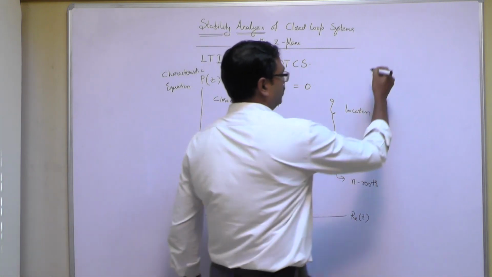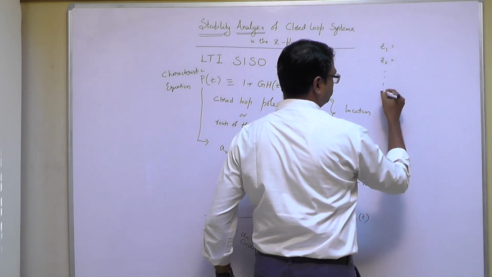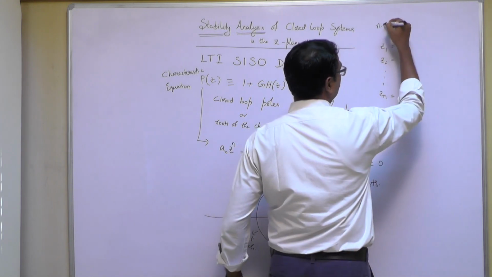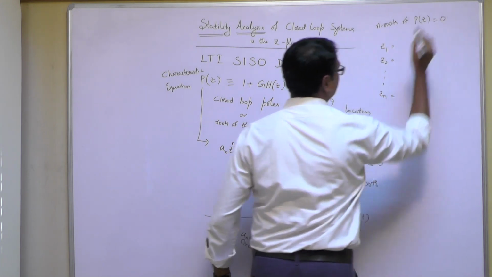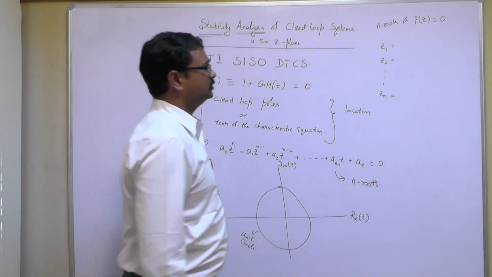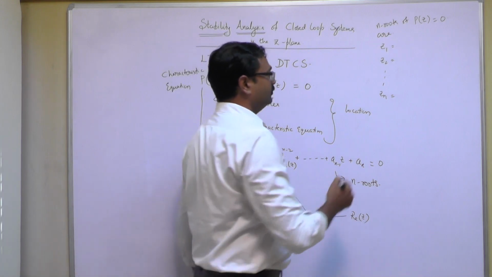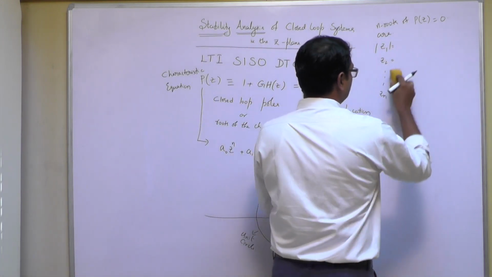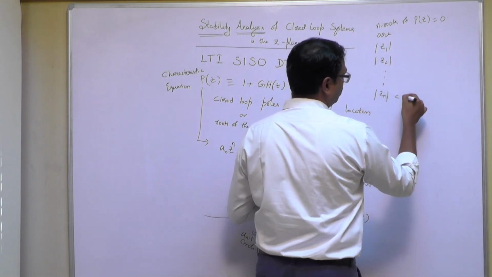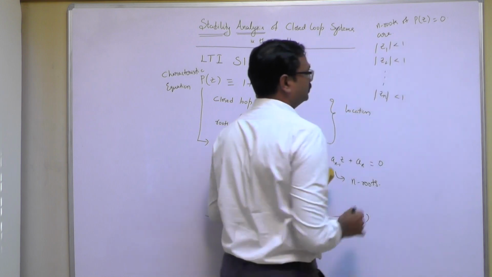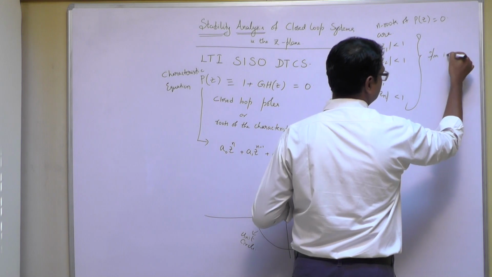That is, let us say Z1, Z2, so on, Zn are the n roots of the characteristic equation P of Z equal to 0. If mod Z1, mod Z2, mod Zn are all less than 1, then the system is stable.